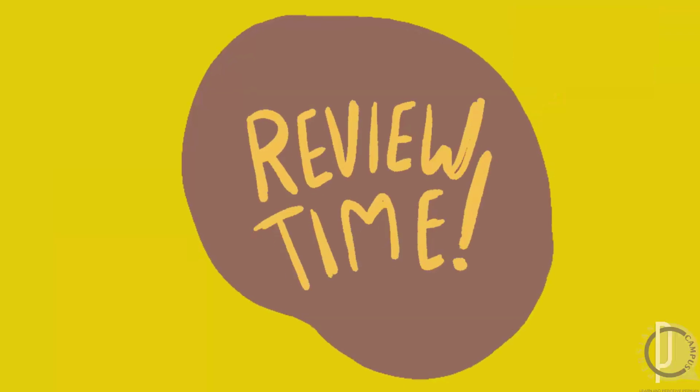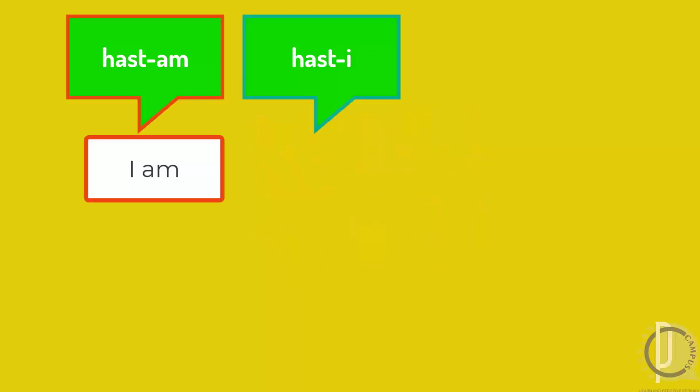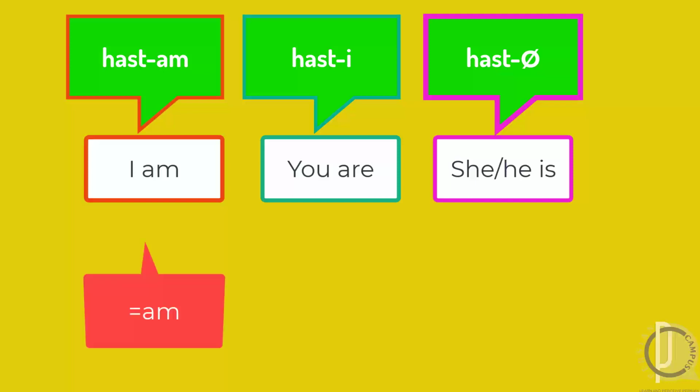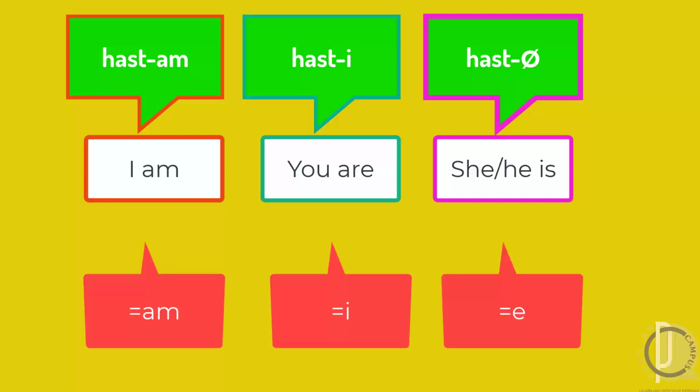So let's review. هستم, I am. هستی, you are. هست, she or he is. Their clitics are am, e, e.